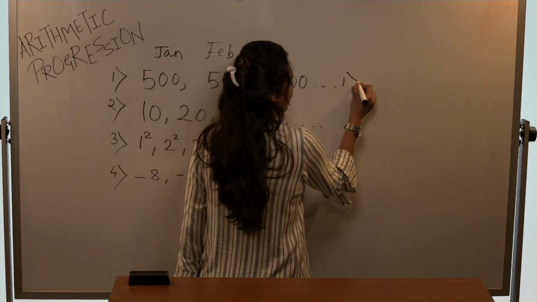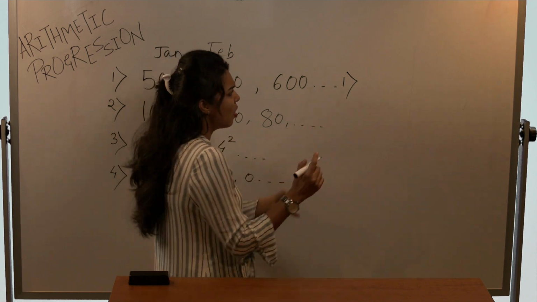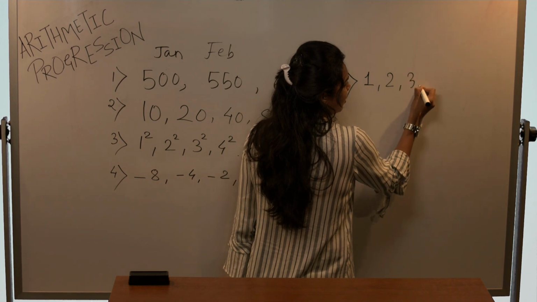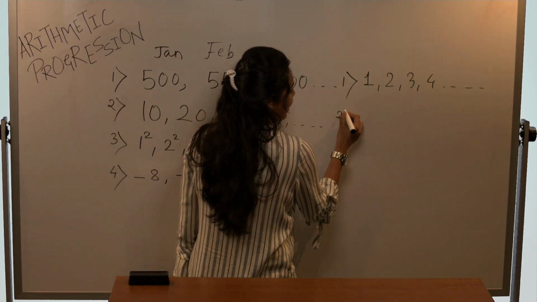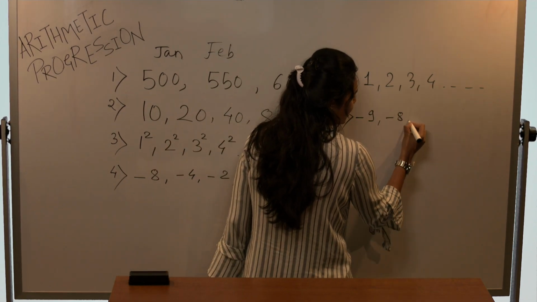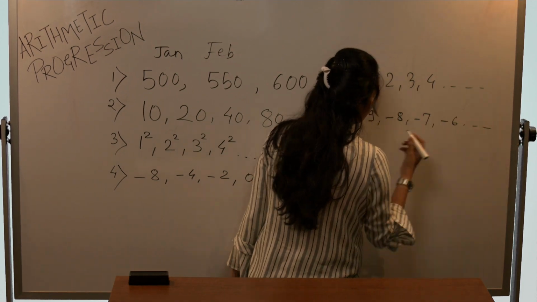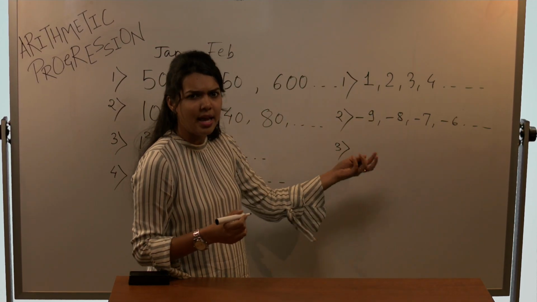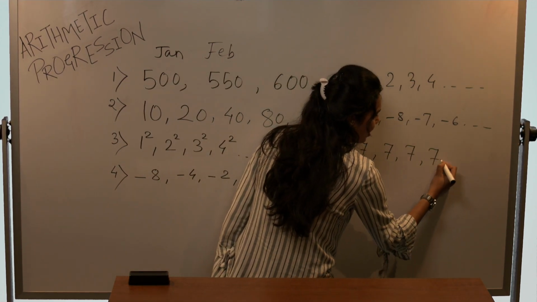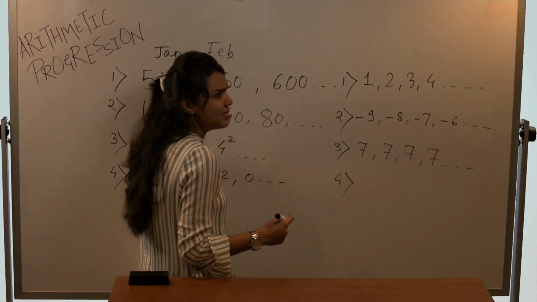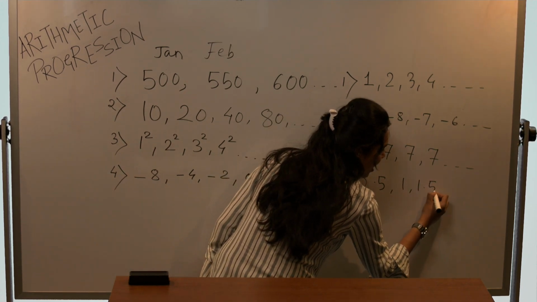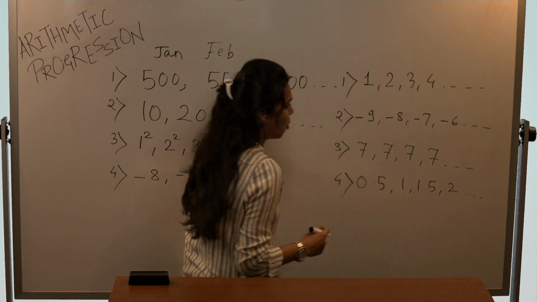Now let us move to the other set of examples. I will simply write a series of whole numbers, starting with 1, 2, 3, 4 and so on. Second, let us consider the example of negative numbers. I will start with -9, -8, -7, -6 and so on. Let us take a constant, same number 7. So 7, 7, 7, 7 and so on. Fourth one, let us take an example in fractions: 0.5, 1, 1.5, 2 and so on.